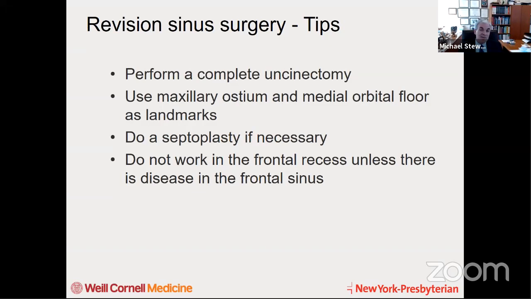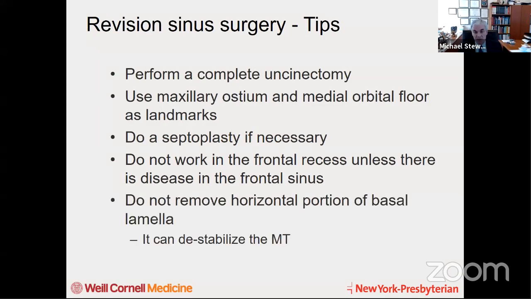But in general, this is an area which is best left alone because you're more likely to cause secondary problems. I think another important tip, and I actually did not learn this tip until I had been doing sinus surgery for a few years. And it's an important concept that the basal lamella is not just a vertical structure. The basal lamella, which is the anatomic boundary between the anterior and posterior ethmoid, some people used to call it the ground lamella.